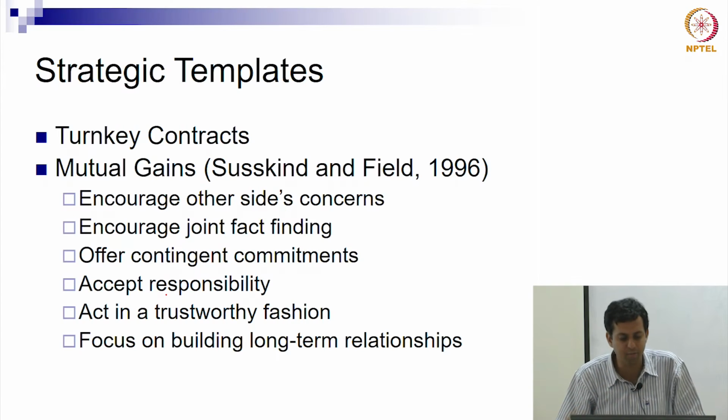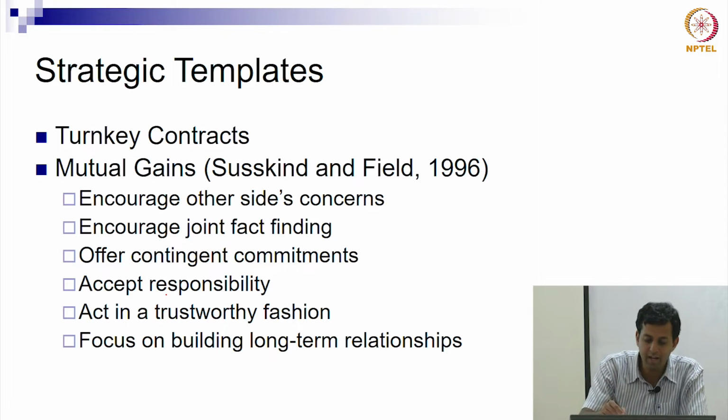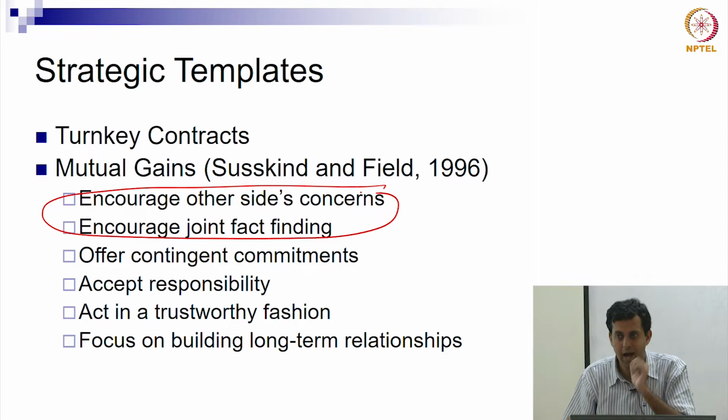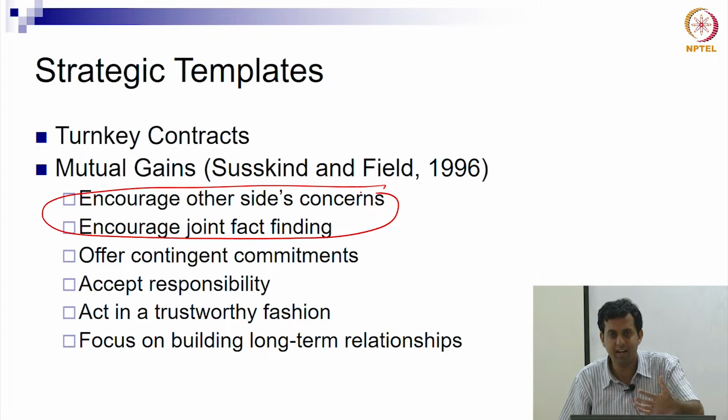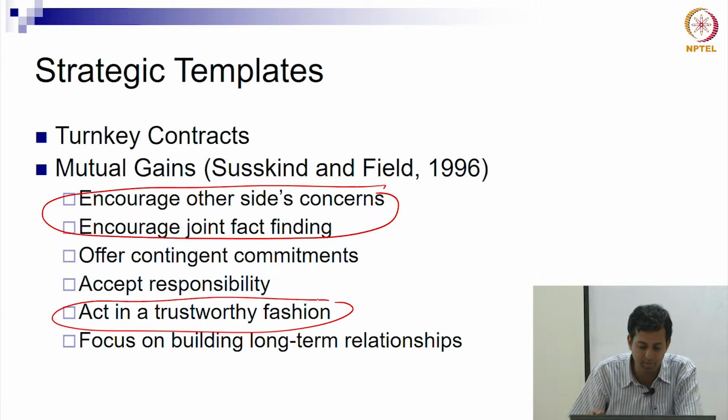But in terms of the data collection, I think these are some things that become very important, right. Encouraging the other side's concern and joint fact finding. It is very easy to put yourself in the mindset of, I am the data collector, there is the data, I just need to find it, but it may not be that easy. So you have got to encourage people to talk about their concerns, perhaps you do it as a joint exercise in partnership, and these might be ways in which you can get better data, acting in a trustworthy fashion, building long-term relationships, etc.